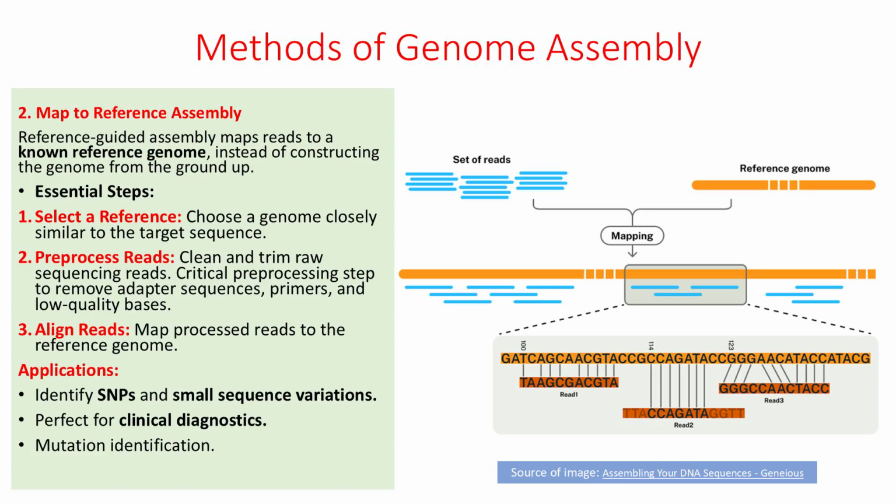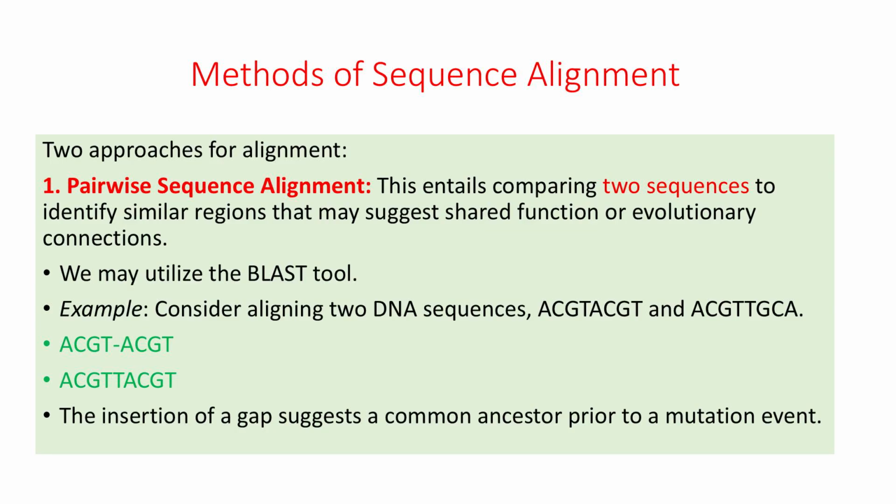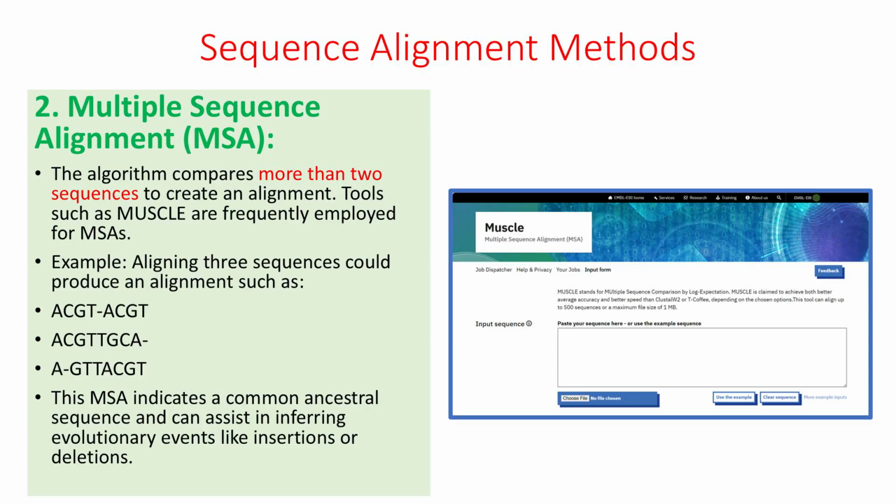Map-to-reference assembly uses known genomes to guide assembly, identifying SNPs and small variations, crucial for clinical diagnostics. Pairwise sequence alignment compares two sequences to find similarities, using tools like BLAST to identify shared functions or evolutionary links. Multiple sequence alignment compares more than two sequences, using tools like MUSCLE to infer evolutionary events and common ancestors.